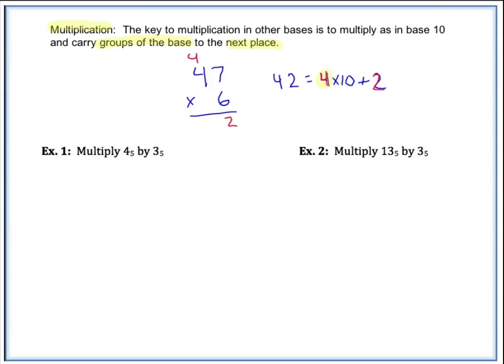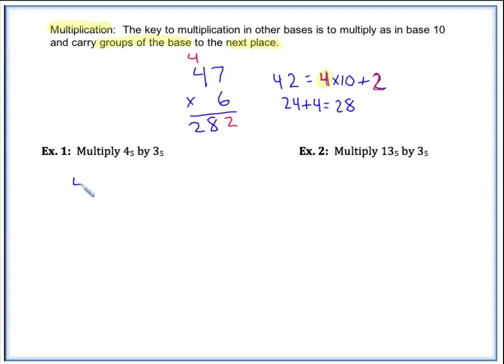Then we continue multiplying, so we do 6 times 4, which was 24, and then we have to add 4 to that, so we get 28. And so we had 2 groups of 10 with 8 left over, so we got 282. So that's kind of the process of our long multiplication, and we're going to apply that now to other bases.